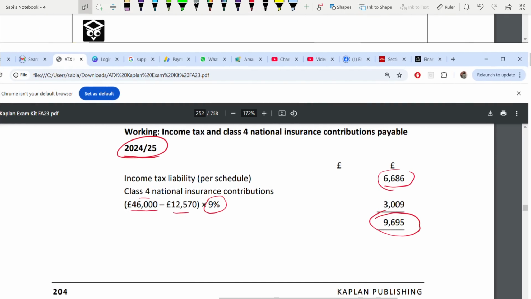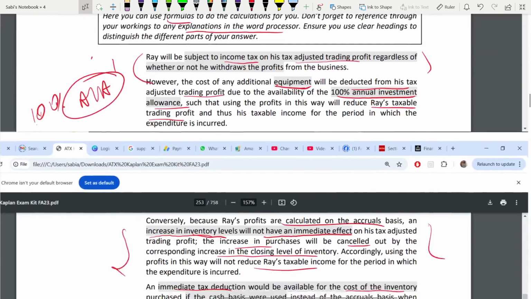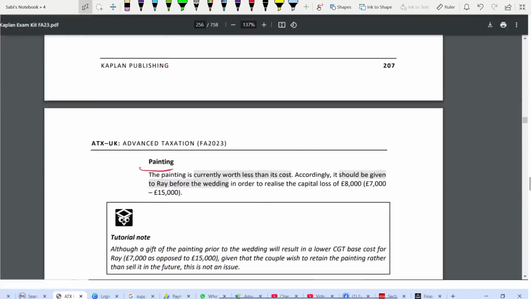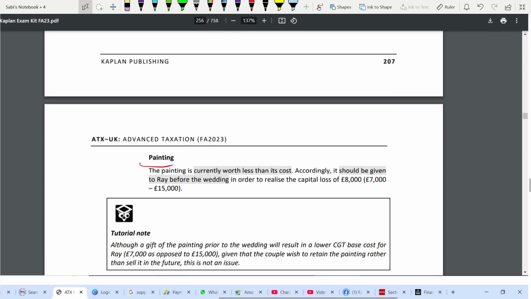Since 8,000 is a loss, tell me whether it is better to give it before the wedding or after the marriage. Specifically, we are talking about the painting only. This is a capital loss of 8,000. Give it before the wedding, because before the wedding you are going to have a gain or a loss, so your gain will be utilized by this capital loss of 8,000.